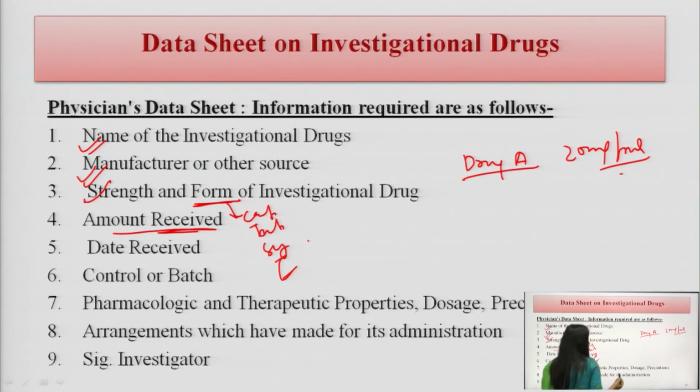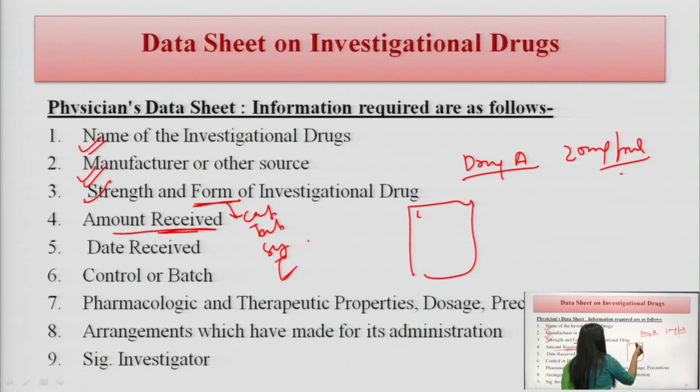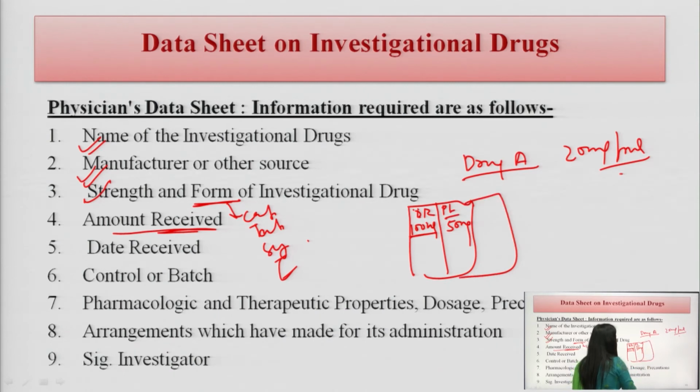So, for any investigational use of drugs, if any new drug is used for clinical research, whatever the amount received from the manufacturer or the supplier, it should be noted. Just taking an example, I have received 100 mg of a drug from a supplier. Then I have given the patient 50 mg. Whatever amount I have left now is 50 mg. So, 100 minus 50 is 50 mg. This is called the left amount.